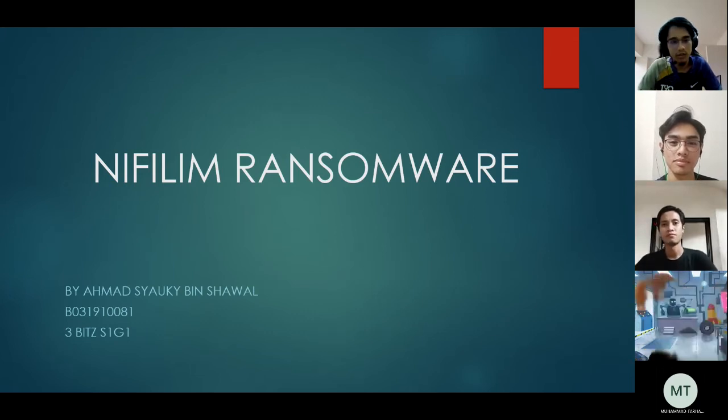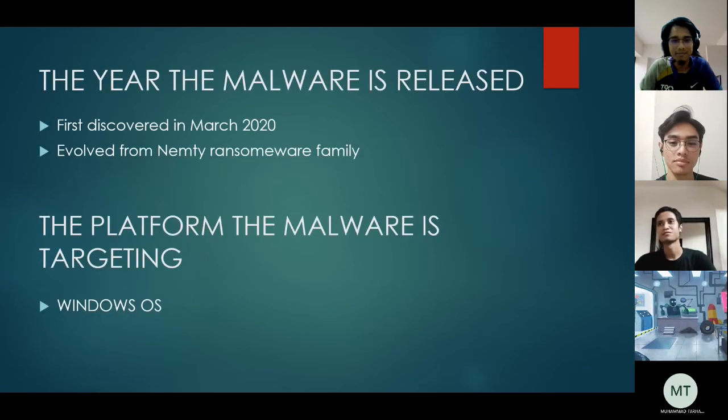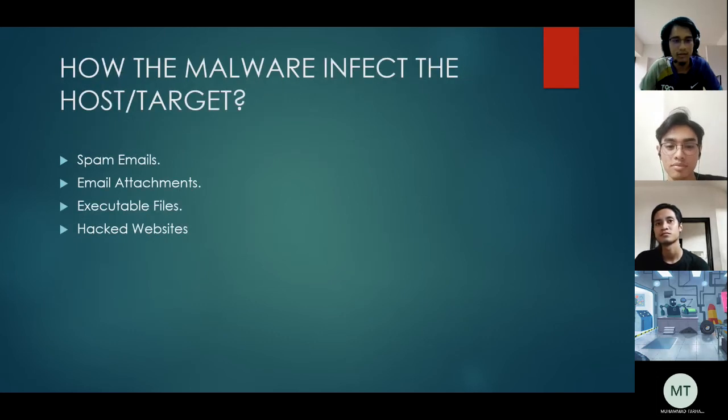So, I will talk about Nephilim ransomware. The year the malware is released: first discovered in March 2020, it evolved from the NemTy ransomware family. The platform the malware is targeting was Windows OS. How does the malware infect the host or target? It is from spam email, email attachments, executable files, and hacked websites.